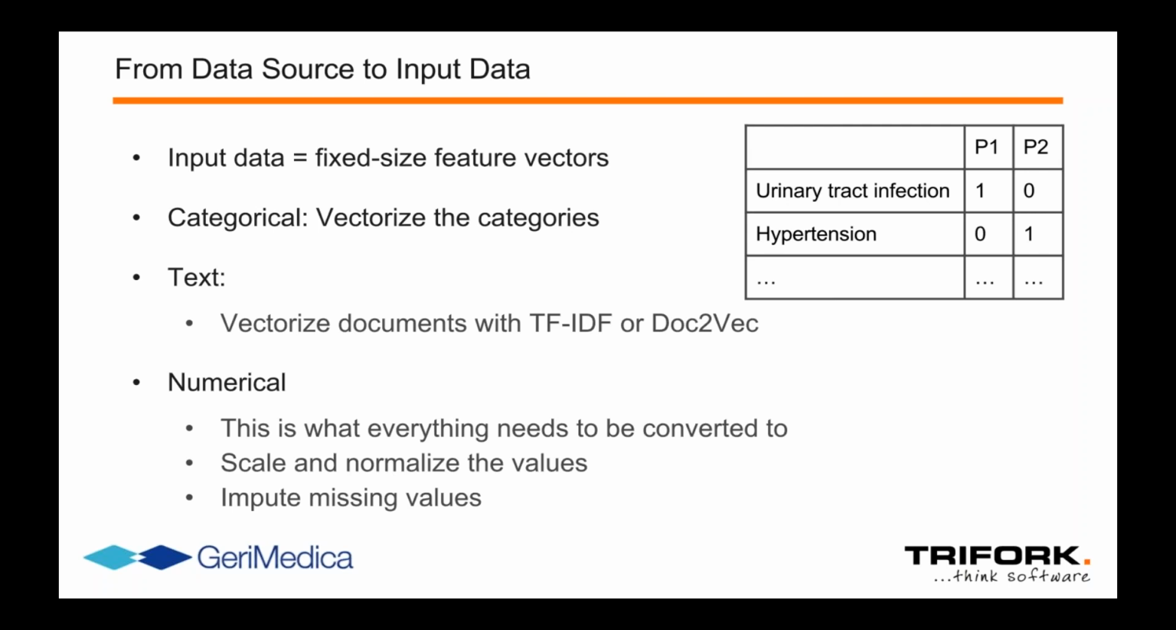Then the next is more complex data like text. Other examples of complex data which are more densely populated with information are audio and image data. And for text, we need to vectorize these documents so that we're able to see what are similar documents. And we can either do that with TF-IDF or doc2vec. And I'm going to talk a little bit about doc2vec in a minute.